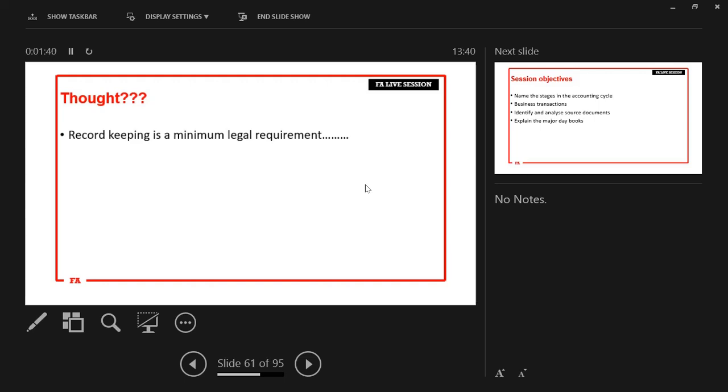Our opening thought in this particular session is that record keeping is a minimum legal requirement. That is clear? Yes. And it looks like if there was no need for records, then certain jobs wouldn't be there. One of them is the accountant's job. They call the accountants the gatekeeper. So the accountant is there to help the company to keep financial information and to meet what we call financial obligations. Okay? So today we want to appreciate that, and this topic is very important. Sometimes people underestimate it, I think students underestimate it, but we need to give it the due attention.